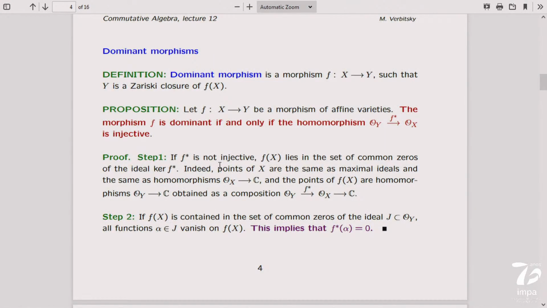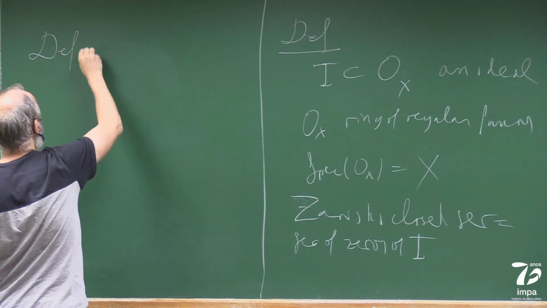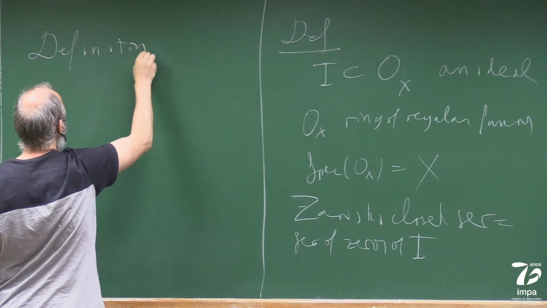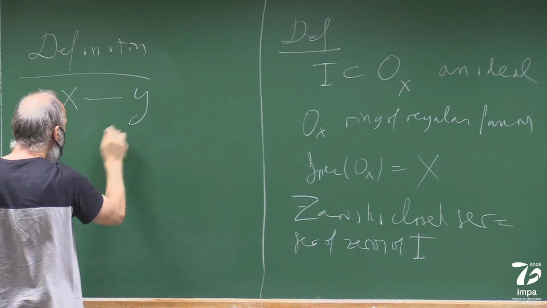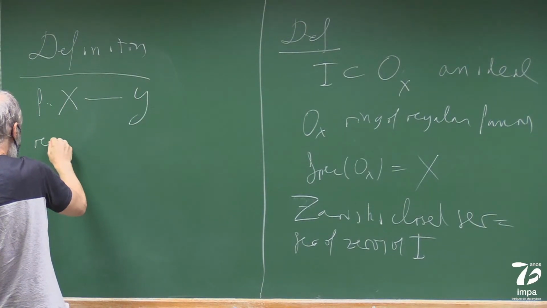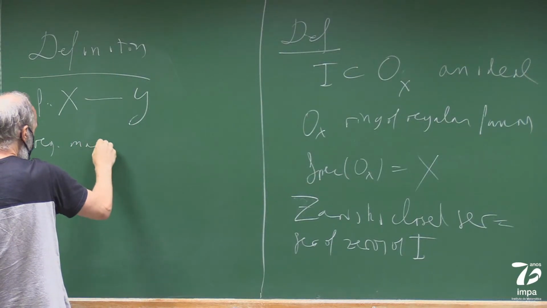Now I'm going to start a bit about these birational maps. The first thing you have to do is define dominant maps. So, definition: F from X to Y, a regular map. So it's an algebraic morphism.